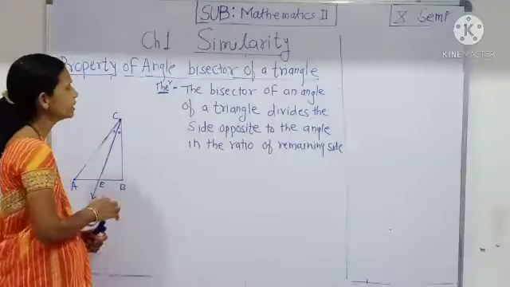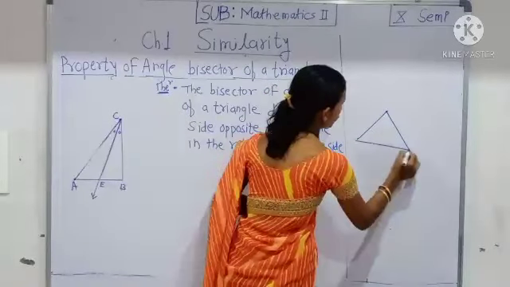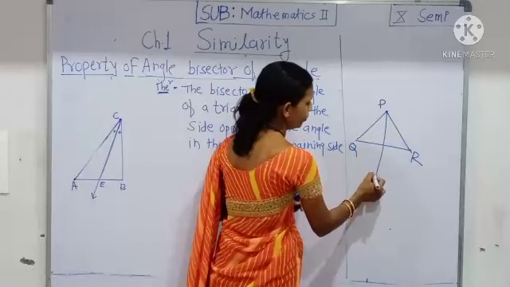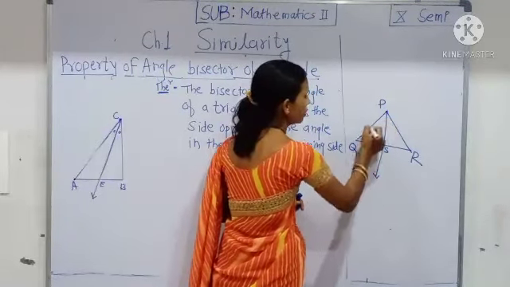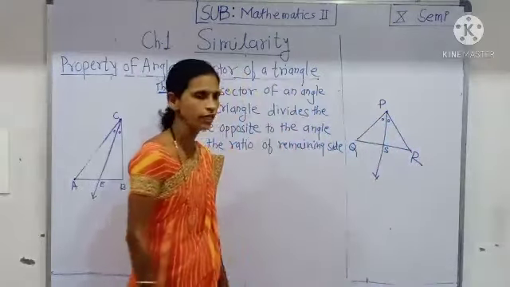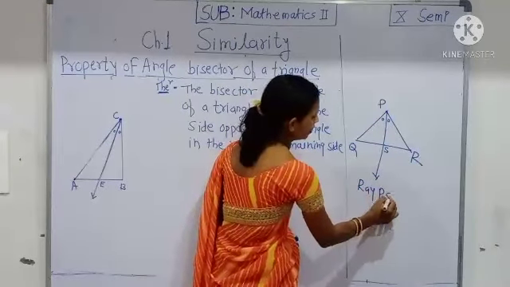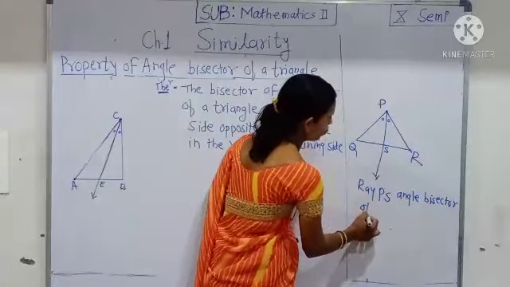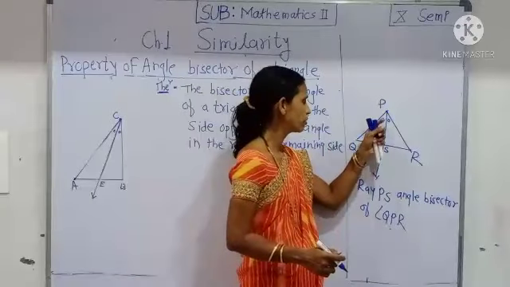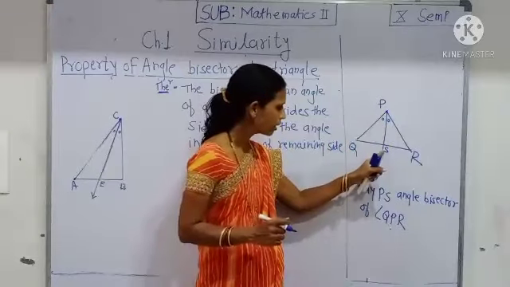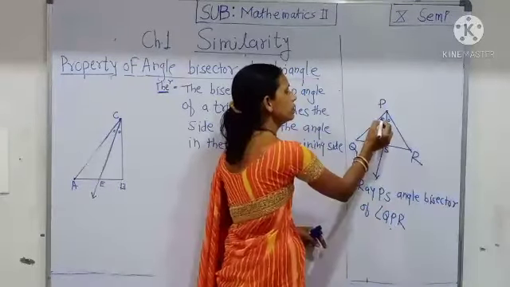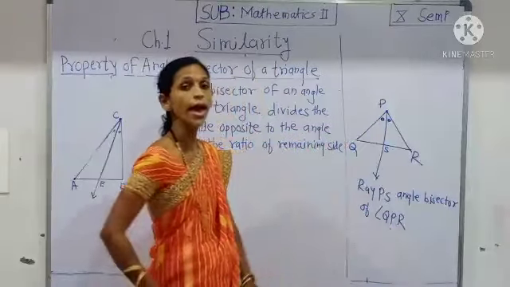What is the angle bisector of a triangle? Suppose in triangle PQR, the ray PS divides angle QPR into equal measures, then ray PS is the angle bisector of angle QPR. The ray passing through the vertex P that divides that angle of the triangle into equal measures, ray PS, is an angle bisector.